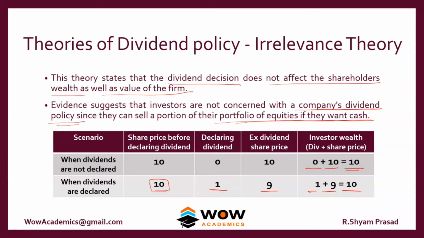For example, say the same company is declaring a dividend of 3 rupees. The share price will fall by 7 rupees. So 3 plus 7 will again give you the same 10. So the logic works like this. The theory states that the share price will fall in tune with the dividends declared. So even if the company does not have a policy, the shareholder can create his own policy. Whether the company declares dividend or it doesn't declare dividend, the wealth of the shareholder remains the same.